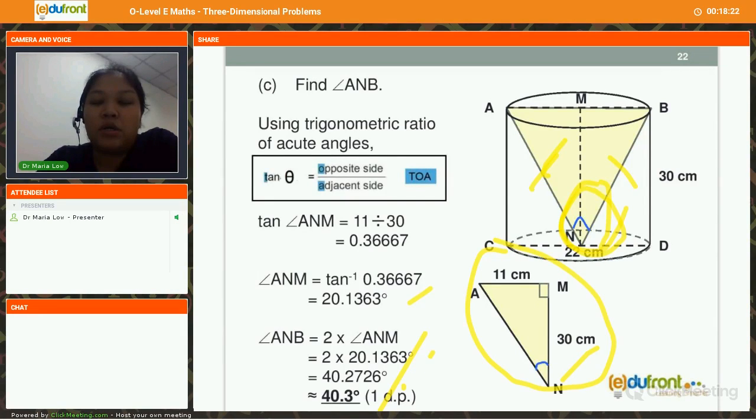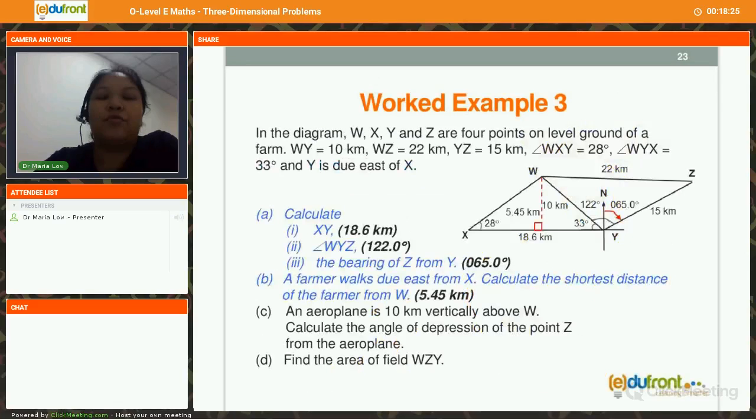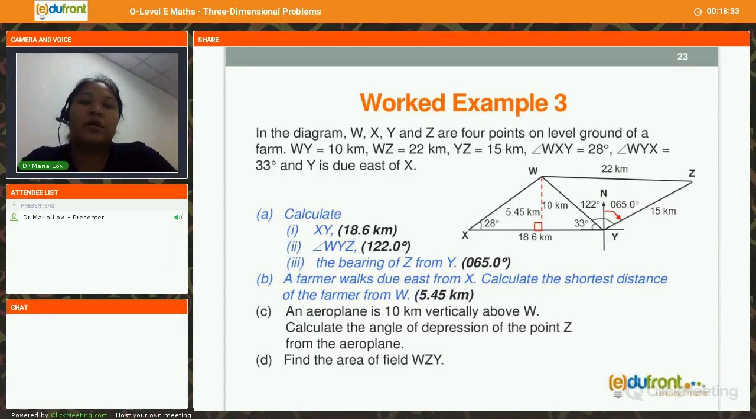So that is our question for work example number 2. Okay, the next part is we need to take a look at work example number 3. Work example number 3 is very complex because you have many parts that relate to this question. This particular work example is a typical examination question that gives you different parts that require you to make use of the different concepts of trigonometry to solve for the answers.